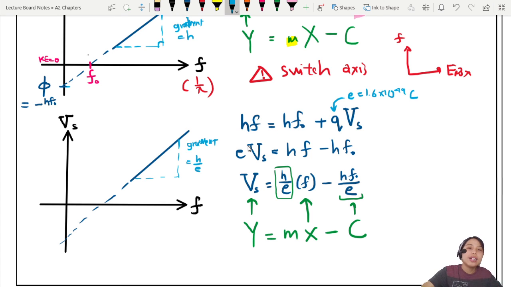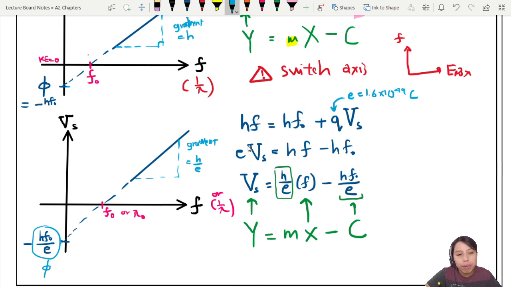Okay, now the same thing applies. Your threshold frequency here is still f naught. Or if your graph is in 1 over lambda, then this will be lambda naught. Depends on what your axis is. So that is your threshold frequency. Now the intercept. Your intercept down here is your work function, which can also be written as hf naught over e on the negative part. So this is your work function.